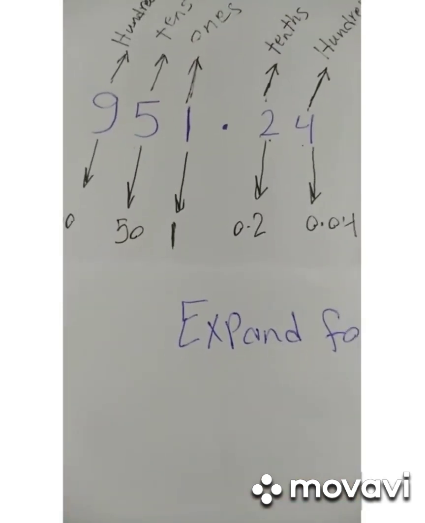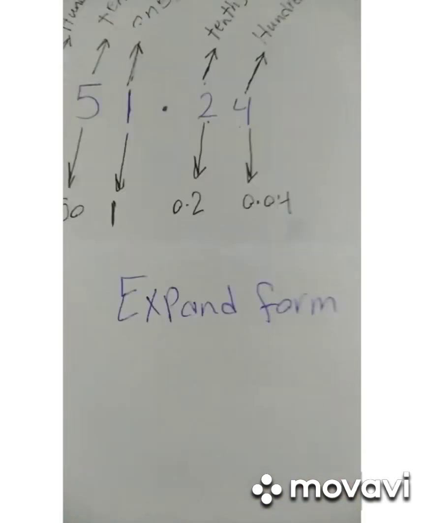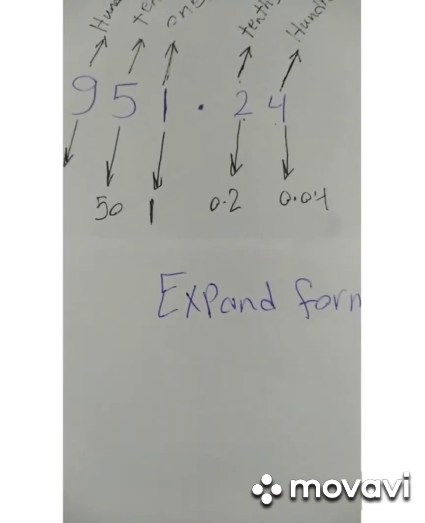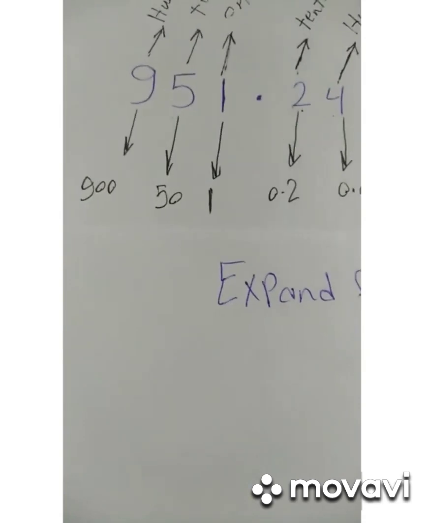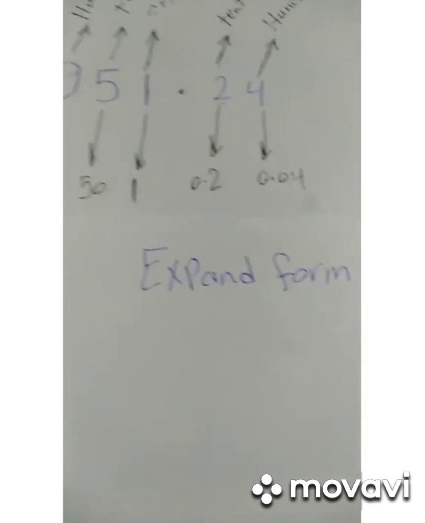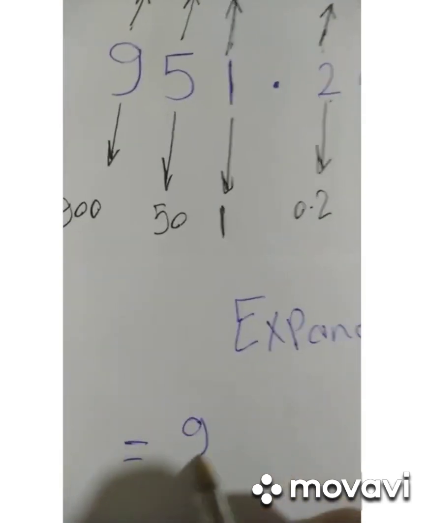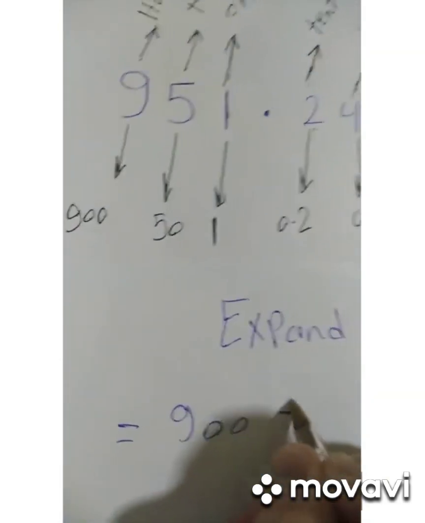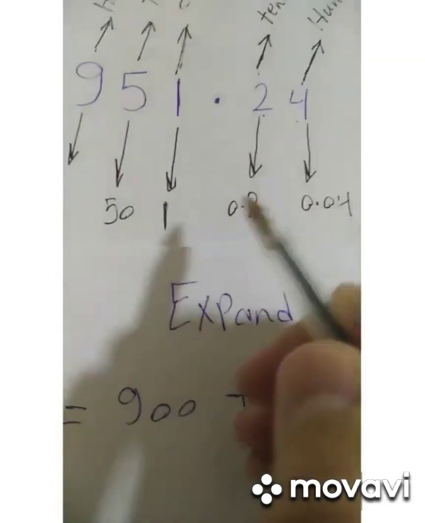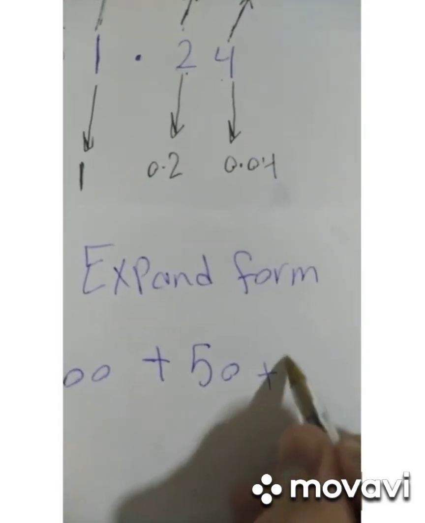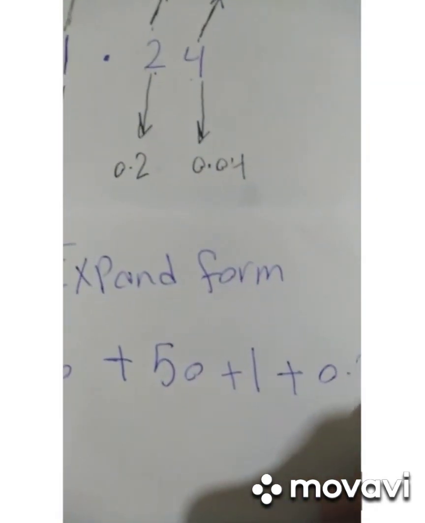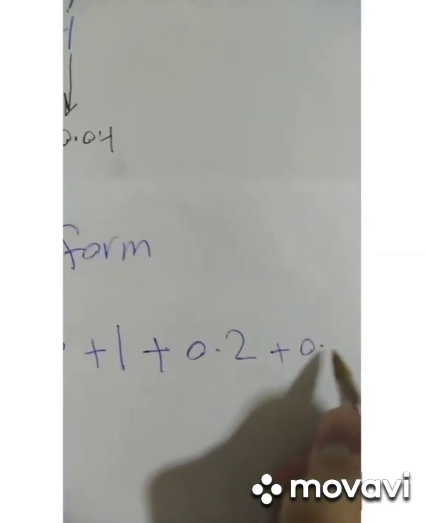So now we could write this number in another form. It's called expanded form. How can we write 951 and 24 hundredths in expanded form? Yes, we can write it in expanded form as follows. 900, plus what? Plus 50. Plus 1. Plus 2 tenths. Plus 4 hundredths.